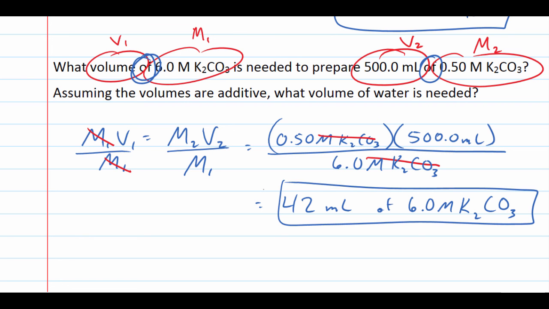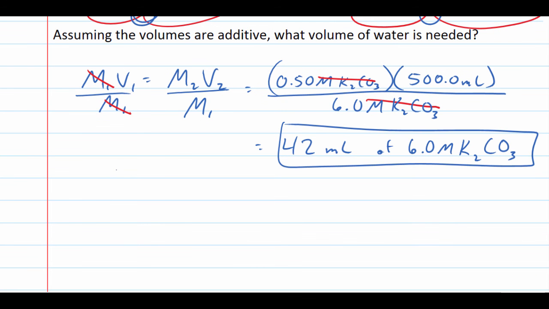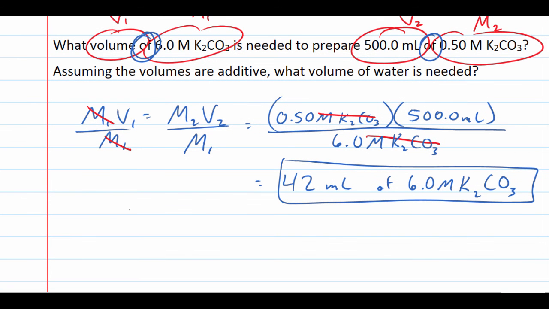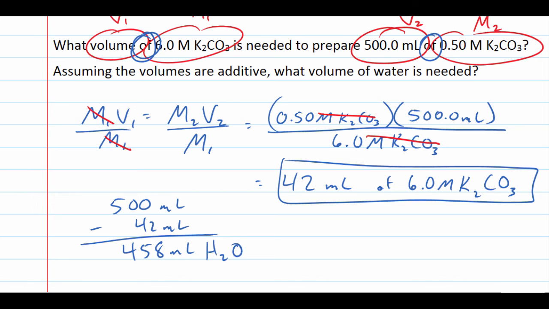And then the next question reads, assuming the volumes are additive, what volume of water is needed? So how do we find this one? We subtract. And what do we subtract in these? 500 minus 42. And we wind up with 458 milliliters of the H2O would be needed.